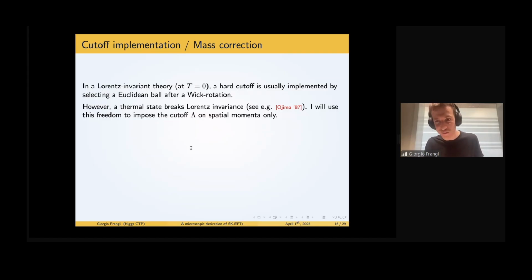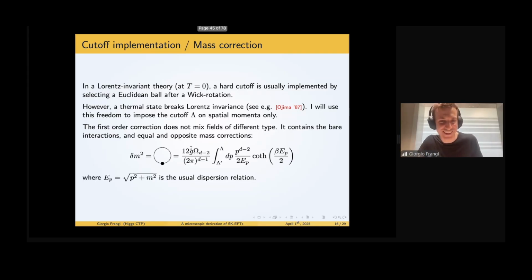So I'm going to do something different this time. I'm going to leave the integral on frequencies unbounded and put the cutoff on spatial momenta only, which, if I'm really thinking at a lattice length, is the honest thing to do. It's also nice because it makes calculations much easier.